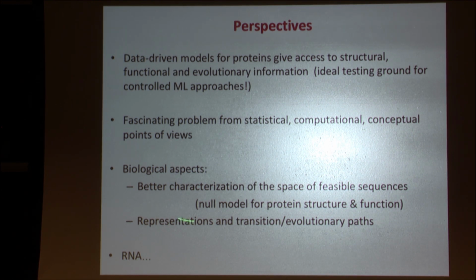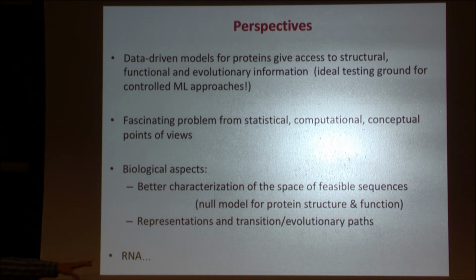I think there are a lot of biological aspects which are interesting. So better characterization of the space of feasible sequences. I'll just talk a little bit about that. Probably also, if we have this representation space, then we can think about transition paths and evolutionary paths, because evolution is supposed to act on the phenotype, and so we could see what a possible path in the phenotypic space means in terms of constraints in the genotypic space, for genotypes.